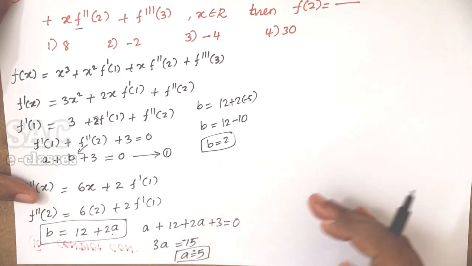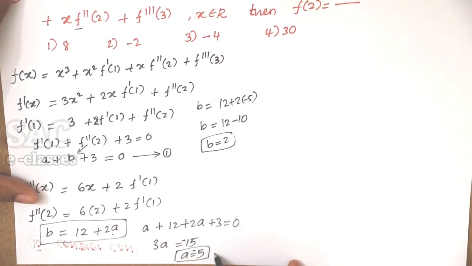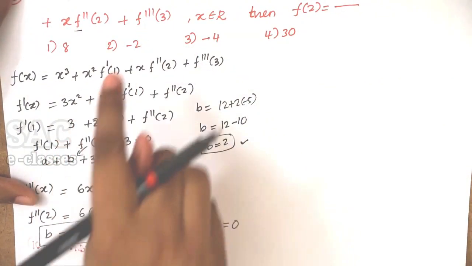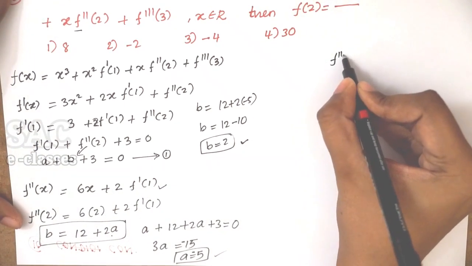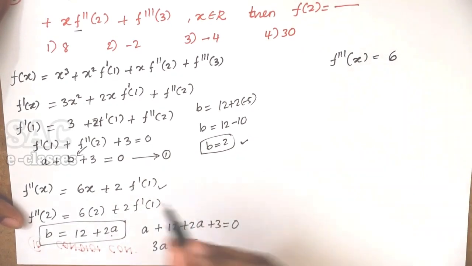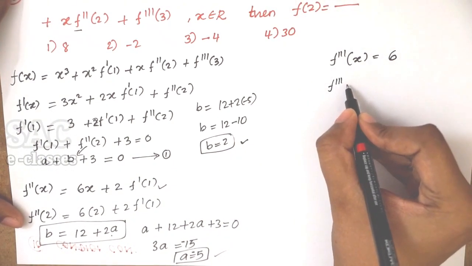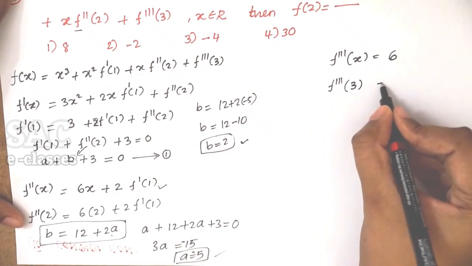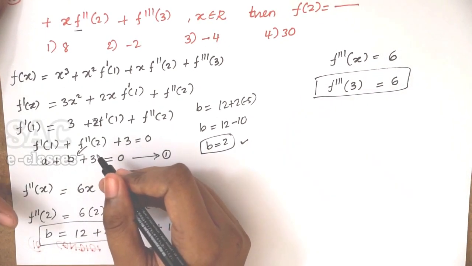But what we required: we need f(2), the unknown coefficient f'(1) and f''(2) are got. What is still required? f'''(3). So let me choose that. f'''(x) equals the differentiation of 6x, which is 6. The constant will anyhow be eliminated. I need f'''(3), so f'''(3) equals 6. No x term to substitute, so the answer is a constant value.